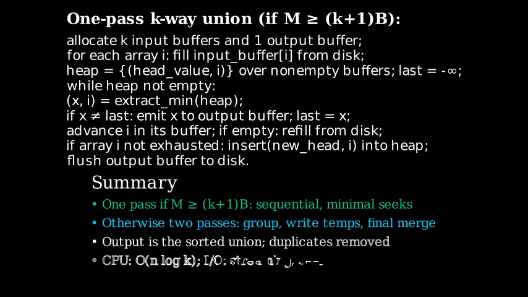Summary. If memory fits k plus 1 buffers, a single pass k-way merge yields minimal seeks and linear I/O. If not, a 2-pass grouping strategy produces nearly sequential access with very few seeks and still only 2 passes of data. Both achieve a sorted union on disk.